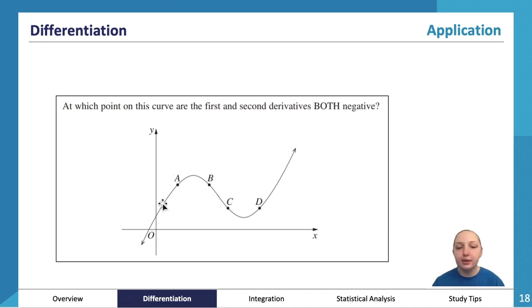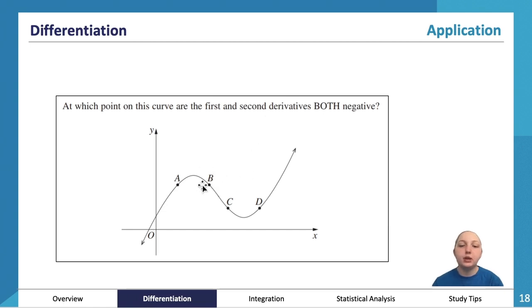We know A is going to have a positive gradient, so we can cross that out. It's not going to be answer A. B will have a negative gradient, C will have a negative gradient, and D will have a positive gradient. So we can immediately rule out point A and point D. Then thinking about the second derivative: the second derivative is looking at concavity. When our graph is concave down, that's when we're going to have a negative second derivative.